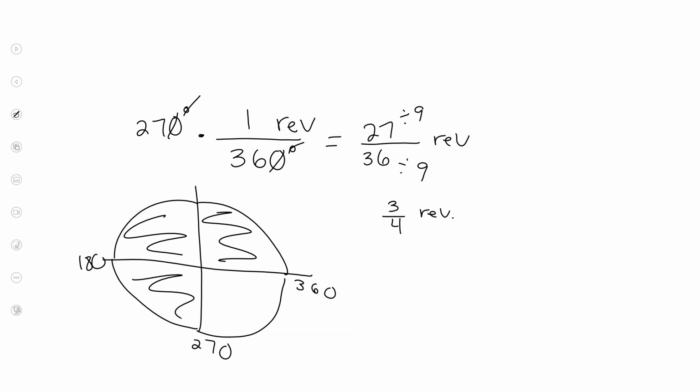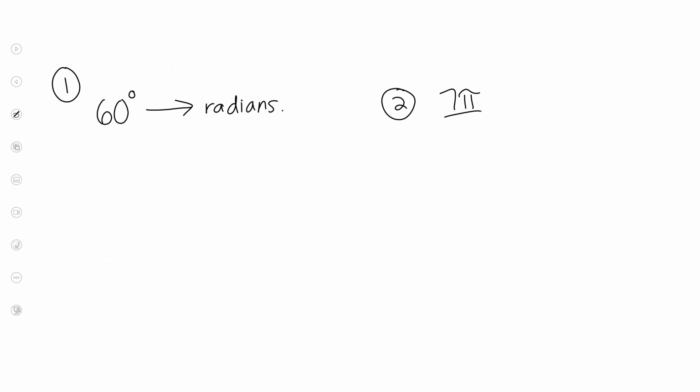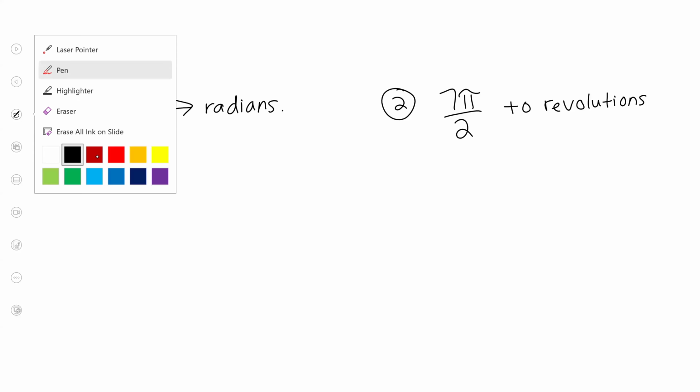Okay, so I'm going to pause here. I want you guys to do on your paper. I want you guys to convert 60 degrees to radians. I want you guys also to convert 7 pi over 2 to revolutions. How many revolutions is this? How many times is this around the circle? I'm going to give you guys a moment. All right, look up and see if you got it.